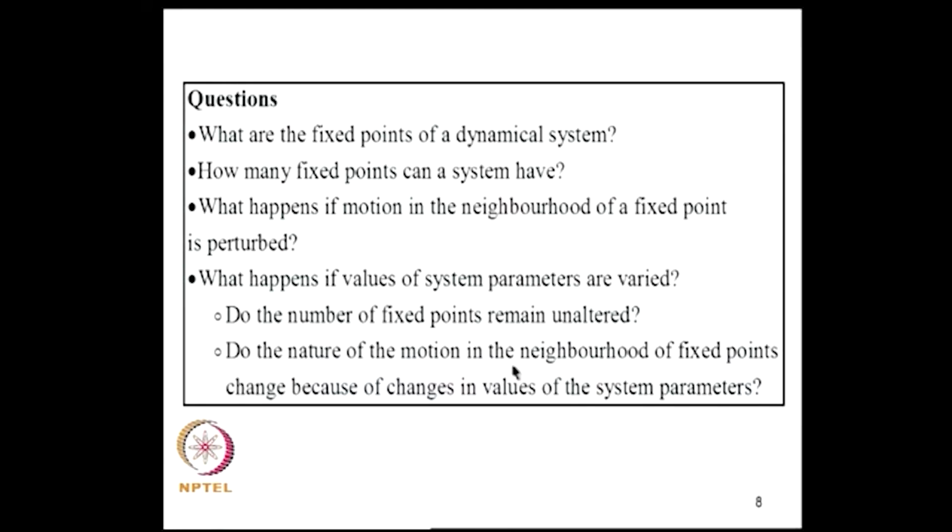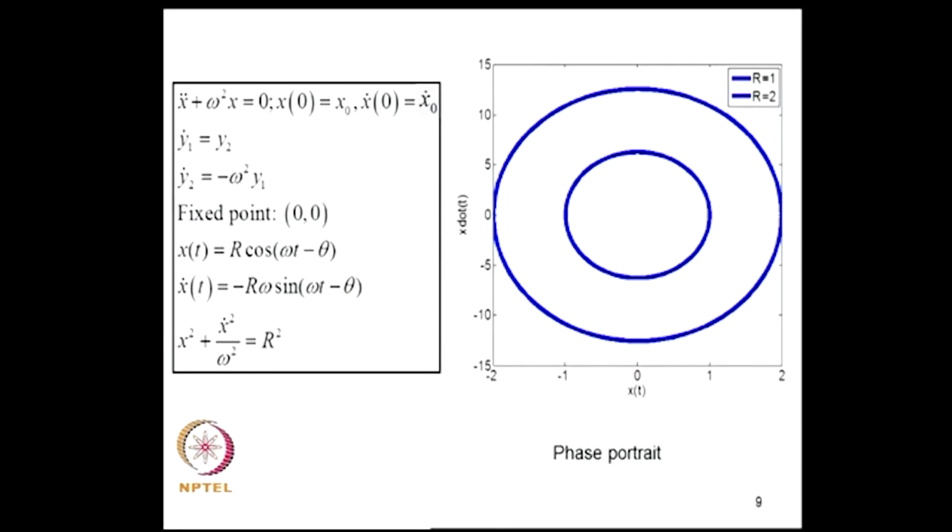Do the nature of the motion in the neighborhood of fixed points change because of changes in values of system parameters? Okay, so, these questions we need to understand and of course, relate them to the larger issue of stability of systems. So, let us consider a linear undamped single degree freedom system. So, as we saw the governing equation is x double dot plus omega square x equal to 0 and we will assume that the system starts from some initial condition x naught and x naught dot.